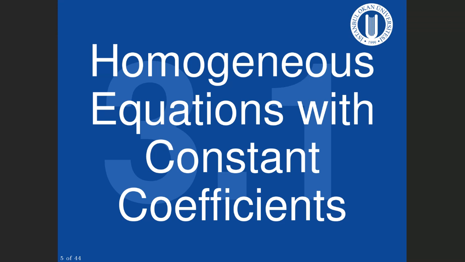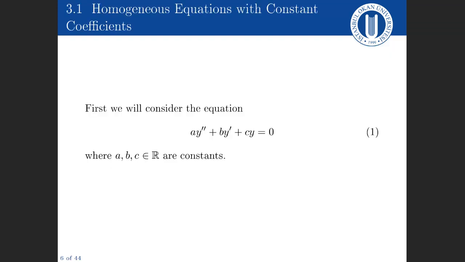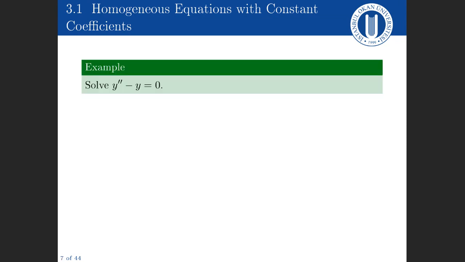The first type of equations we're going to look at is homogeneous equations with constant coefficients. We're going to start by looking at the equation a y double prime plus b y prime plus c y is equal to 0, where a, b, and c are constants. For example, let's suppose I asked you to solve y double prime minus y is equal to 0.